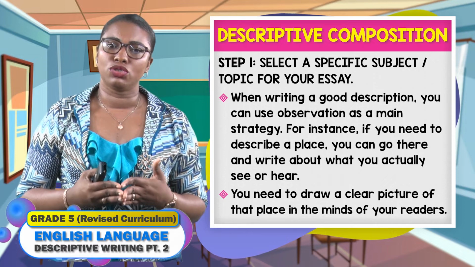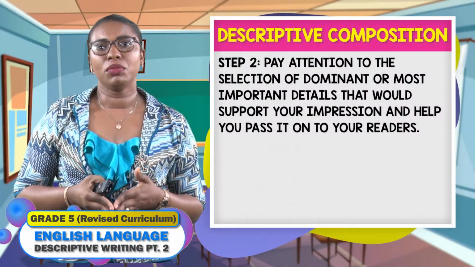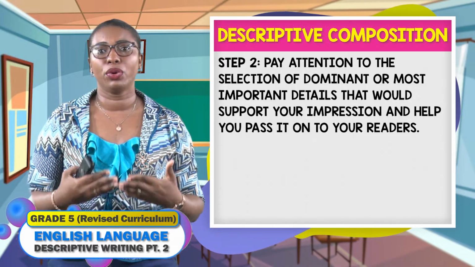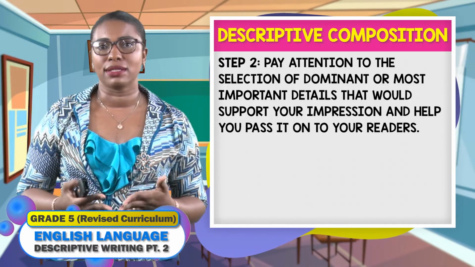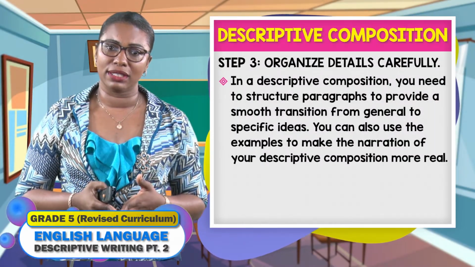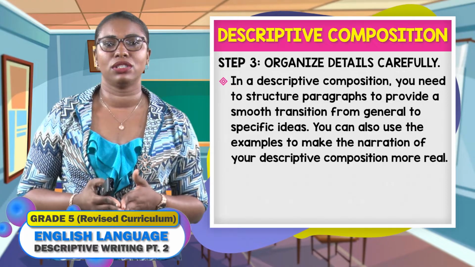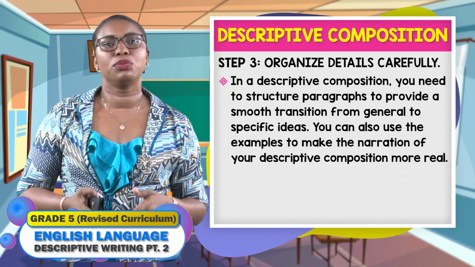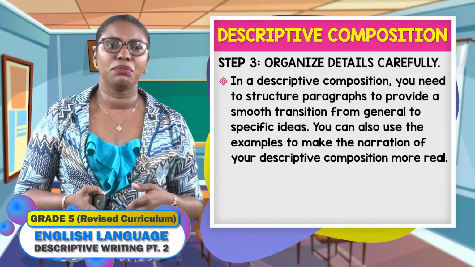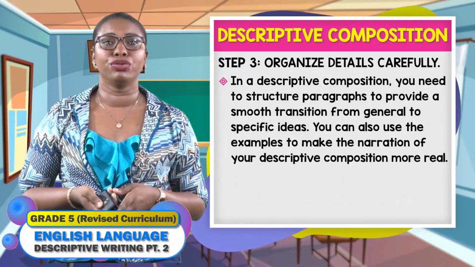You need to be able to draw a clear picture of the place in the mind of the readers. You must also pay attention to the most important details that would support the impression you want to pass on to the reader. Organize your details carefully in descriptive writing. You need to structure your paragraphs in order to provide a smooth transition from the general ideas to the more specific details. You can also use examples to make your story or the narration of your descriptive composition more real.